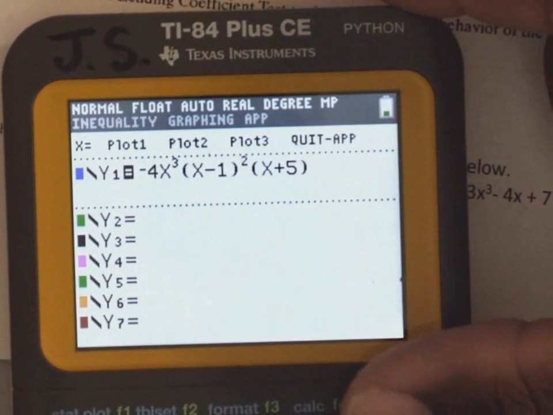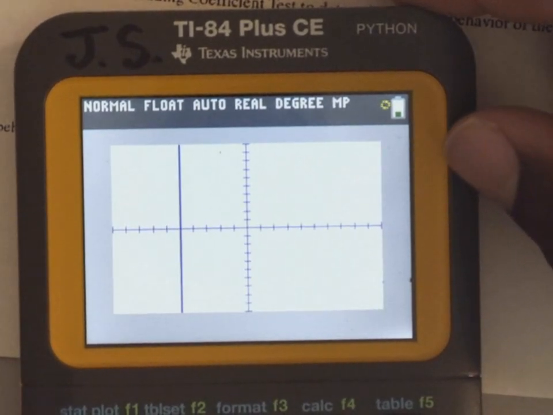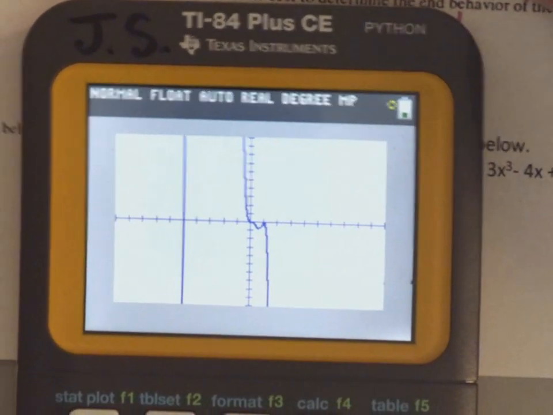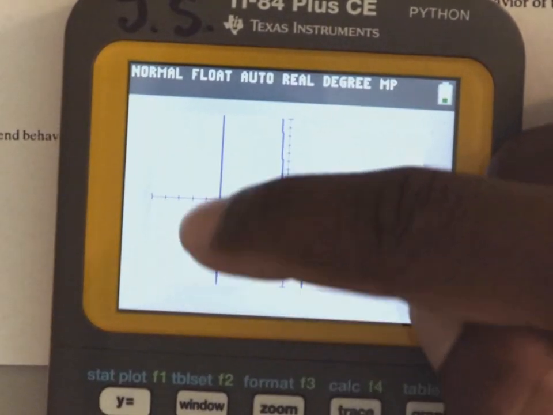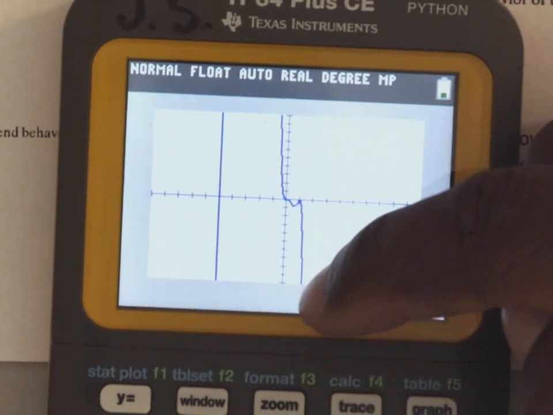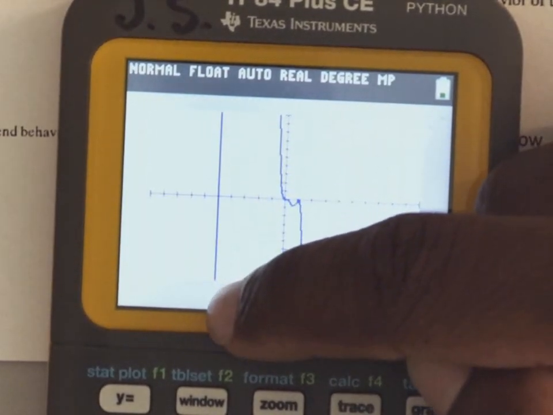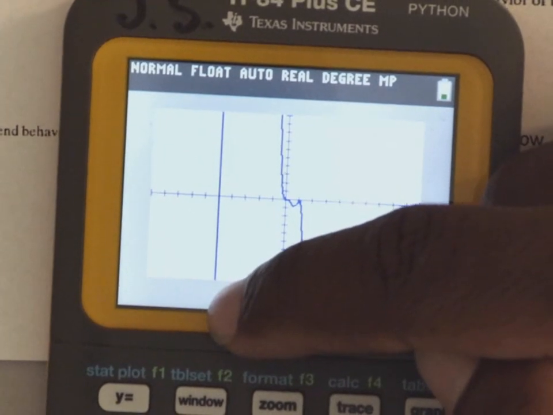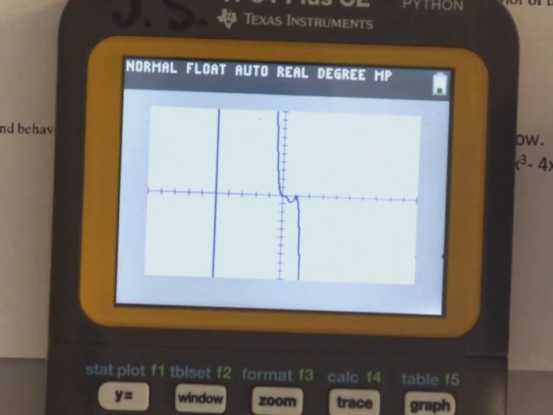Typed it in right. Let's see, my zoom is standard. All right. So for time's sake, I'm not gonna keep playing. It comes here, it goes up, it comes back down. You see how it's falling to the right and it's falling to the left? That's the point that we need to see. See that? All right. Everybody good?